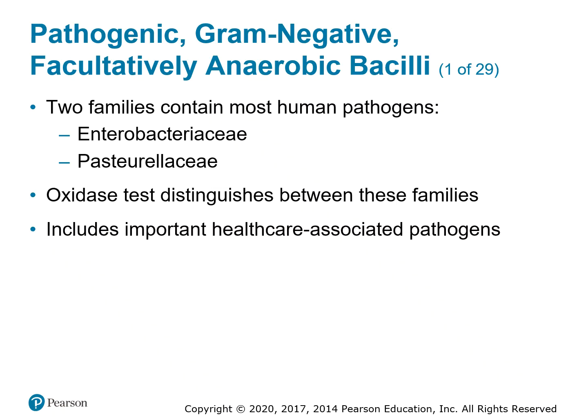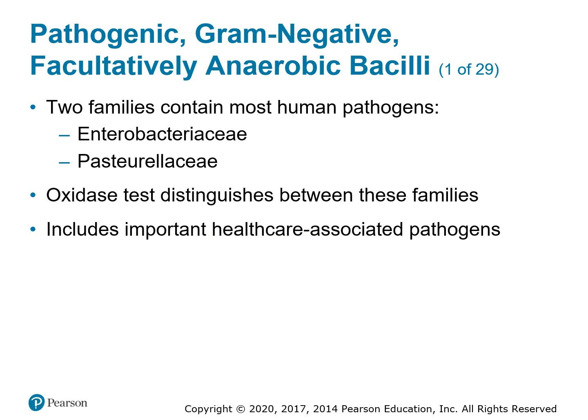All right, let's take a look at pathogenic gram-negative facultatively anaerobic bacilli. It's a lot of words. So we're changing shapes. We're going from the cocci, which are round, to the bacilli, which are rod-shaped. And we're changing oxygen requirements. When we were looking at the cocci, they were aerobic. These are facultative anaerobes. So there are two families that contain most of the human pathogens we are interested in, the enterobacteria and the Pasteurella bacteria. The oxidase test is what's going to distinguish between these two families.